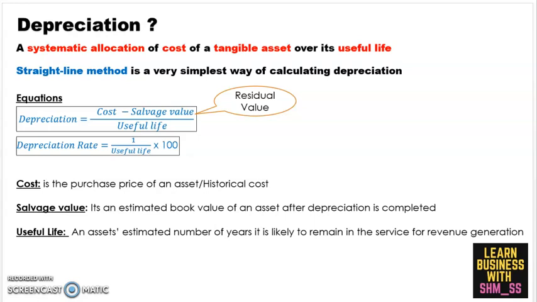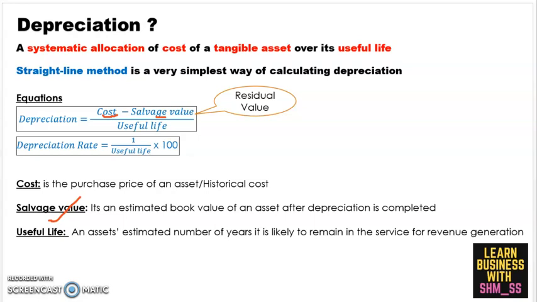Cost is the purchase price of an asset, or historical cost, or historical purchase cost of an asset. Salvage value is an estimated book value of an asset after depreciation is completed.